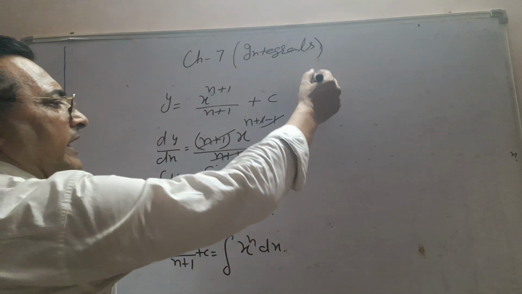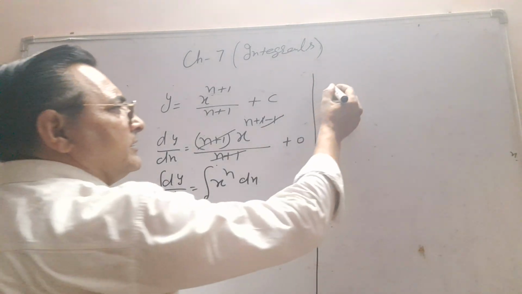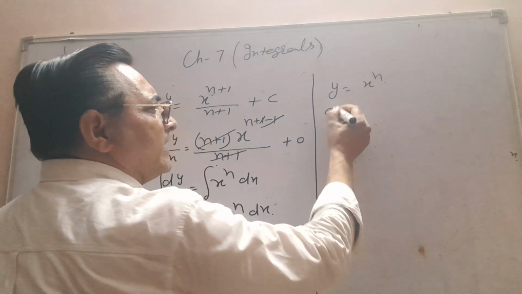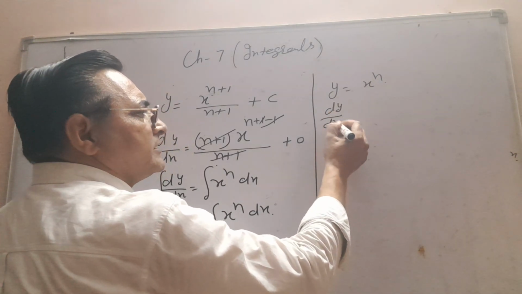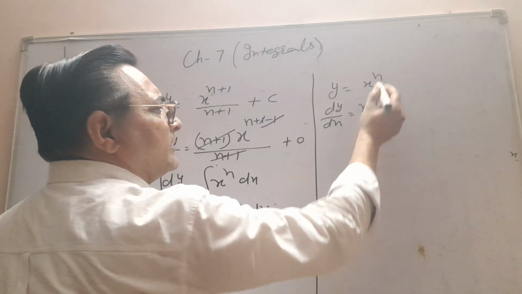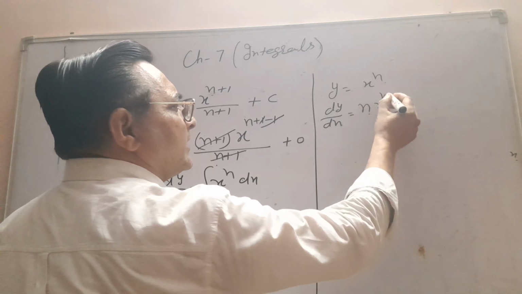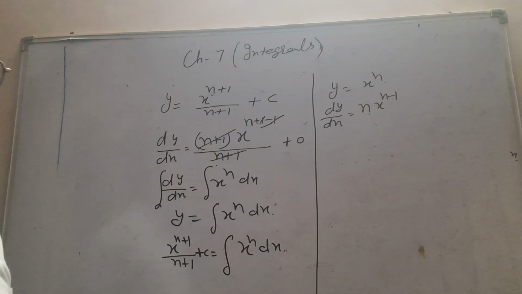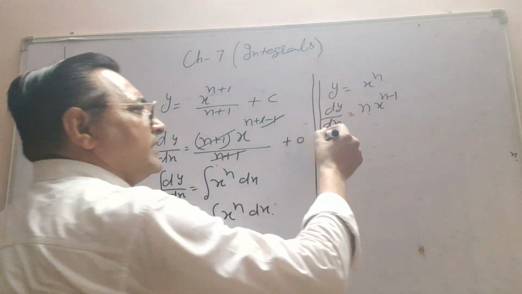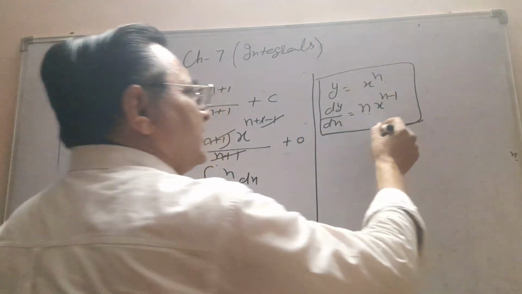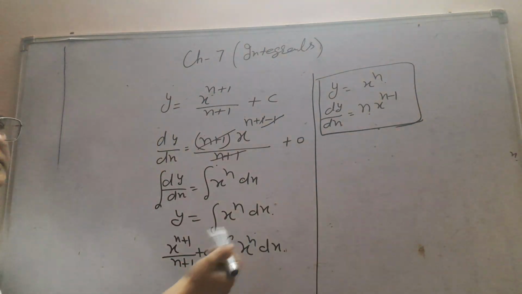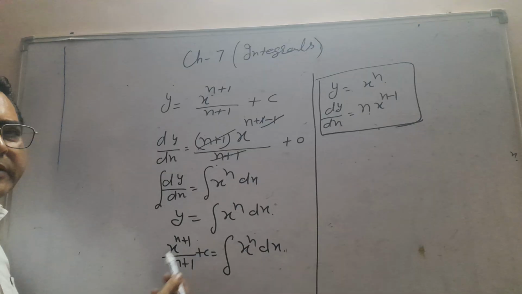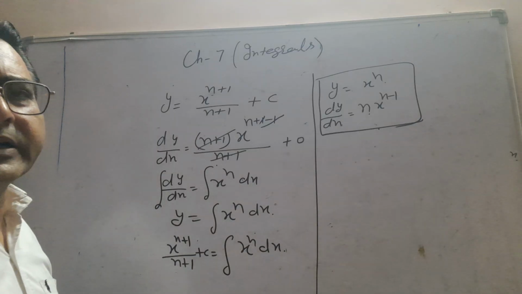So here the integral of x power n dx is equal to x power n plus 1 upon n plus 1. And in case of the derivative, y is equal to x power n, so its derivative will be n in the front and we subtract 1 from the power. So this is the case of the derivative, and in case of integration we will add 1 in the power and the same number in the denominator.